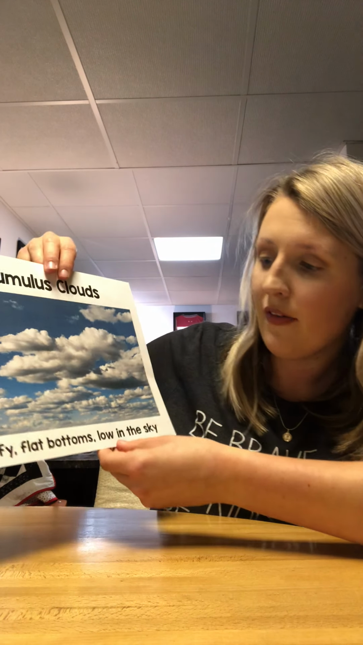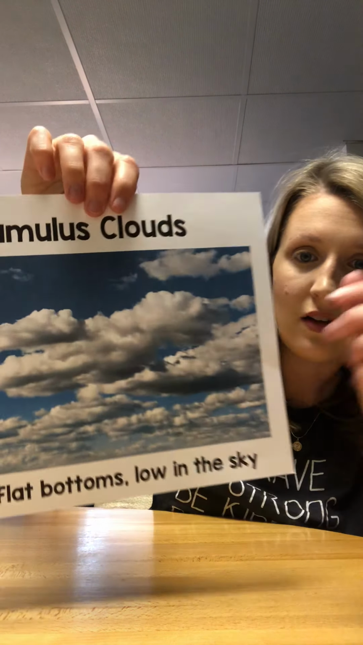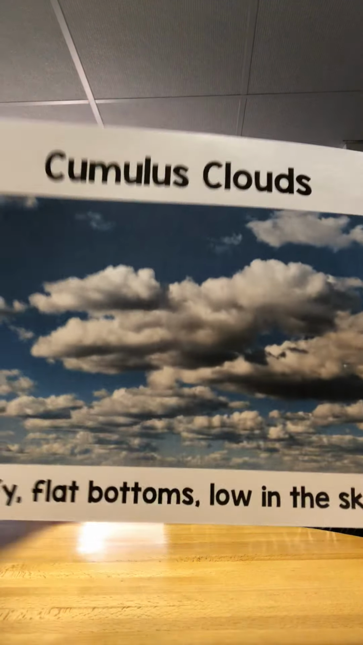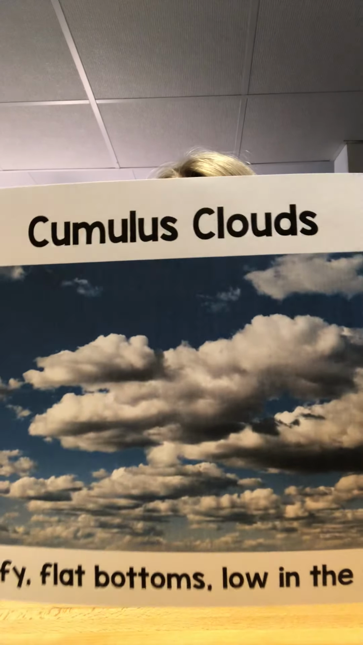Okay, the next one is called a cumulus cloud. So this is probably what we saw last week when it was really sunny outside. This is called a cumulus cloud. It's where the clouds look really puffy and they're, again, low in the sky. So they're very puffy and it looks like it's a nice day out.